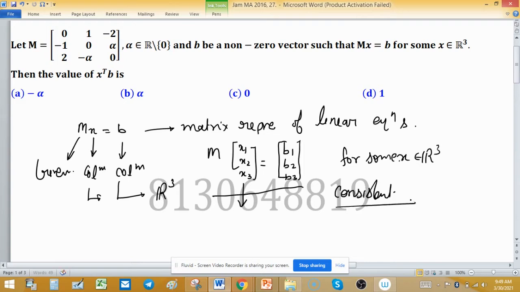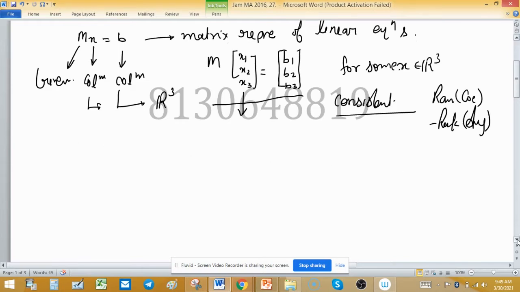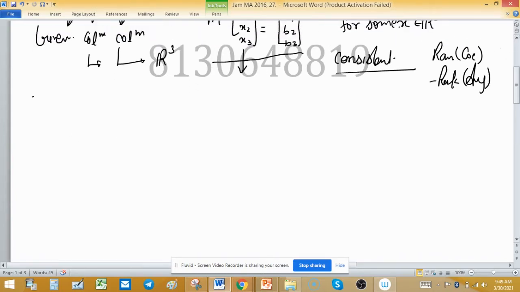It means this system is consistent, and the condition for consistent is rank of the coefficient matrix is equal to rank of the augmented matrix. This is a condition in terms of rank. System is consistent. So write the system and row reduce in echelon form to predict the answer.